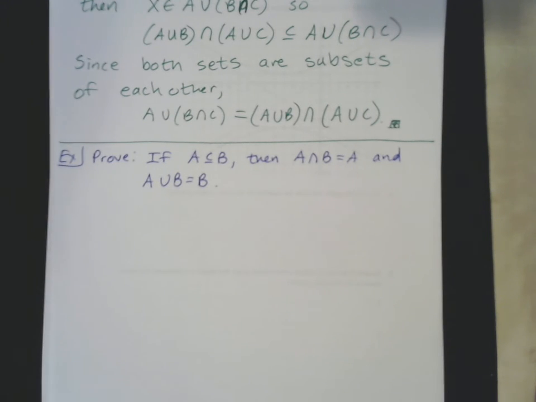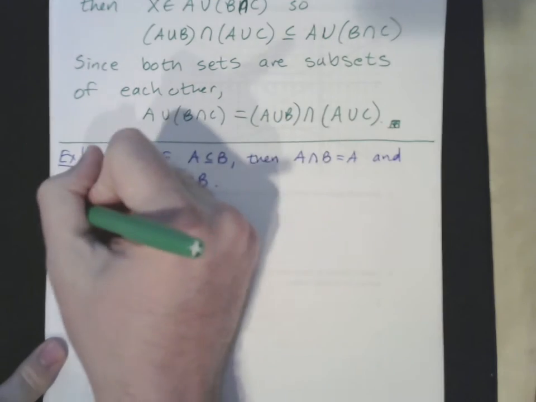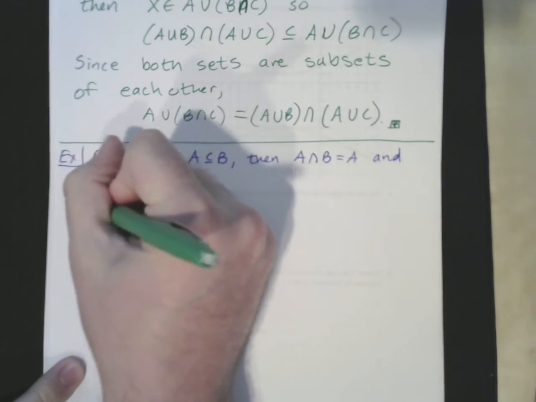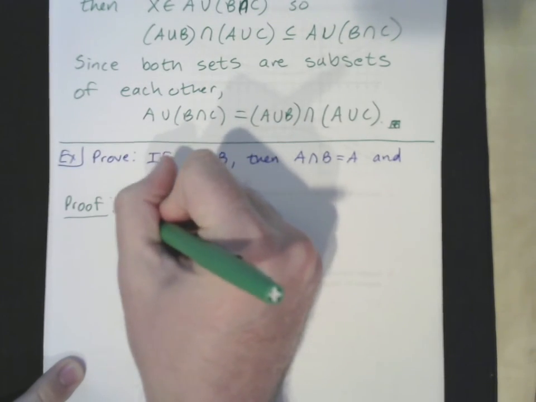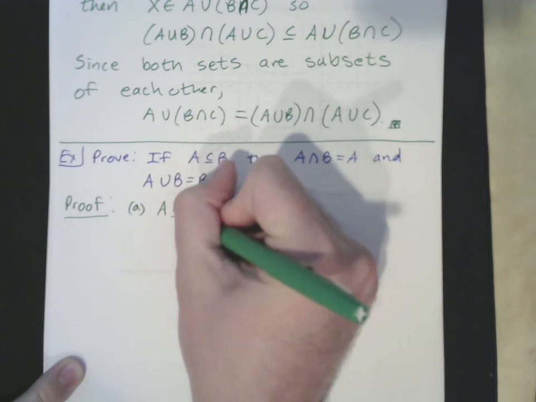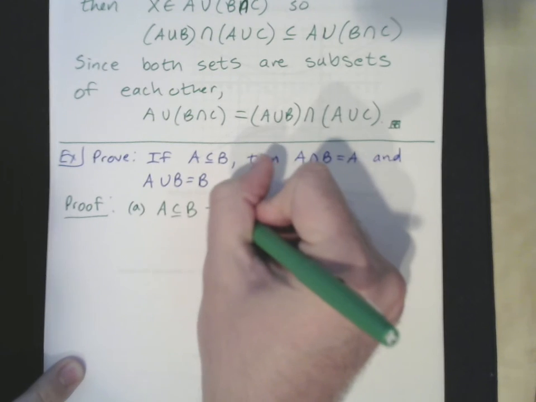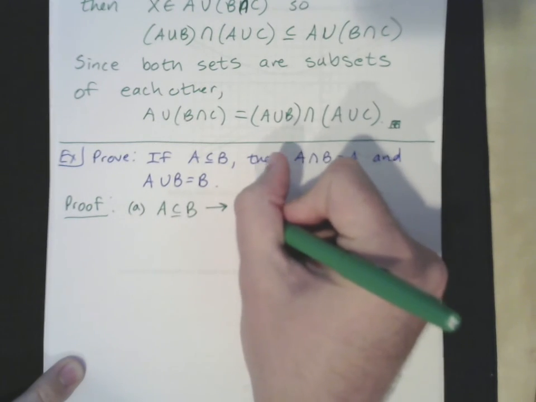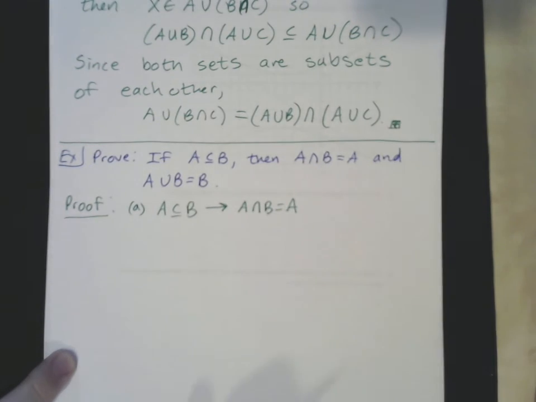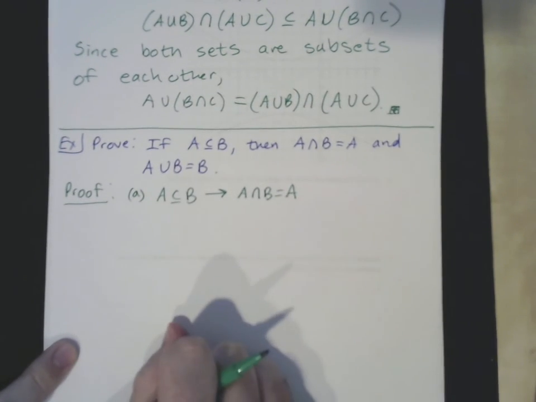Now, I highly recommend you try this one on your own. It's not quite as long as the last one, and it's pretty straightforward. So we're going to start our proof here. And the first part I'll be doing is that A is a subset of B implies that A intersect B equals A. And so this is what we are proving.